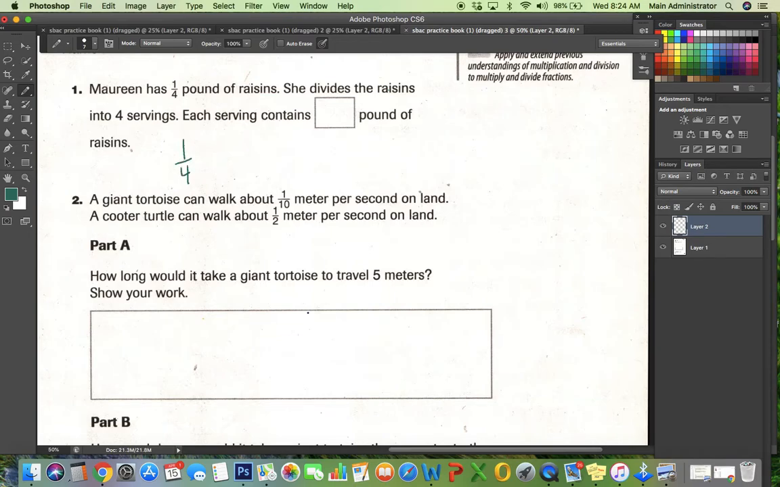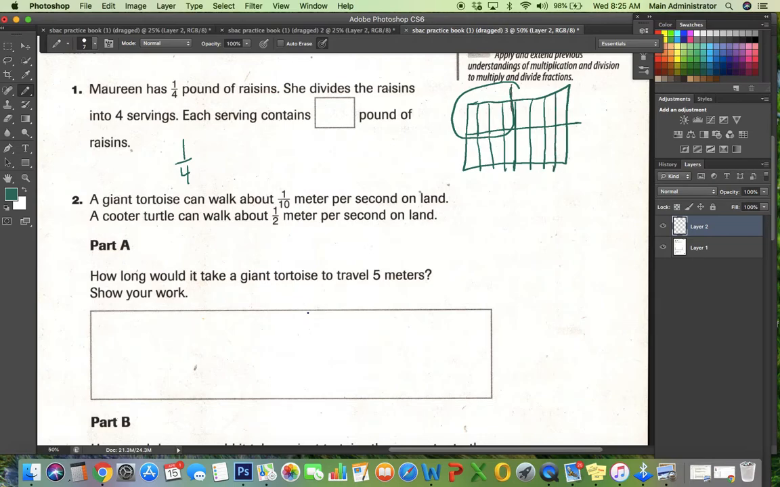She has a fourth. So if I have a whole pound of raisins and I cut it into fourths, all Maureen has is this right here. And she's going to take that and cut that into 4 servings. Okay? So if I had the whole thing, I could cut the whole pound up into fourths. But she's only got this right here. If I look at how many pieces this is: 4, 8, 12, 16. And I'm going to have 1/16 of a pound of raisins in each.